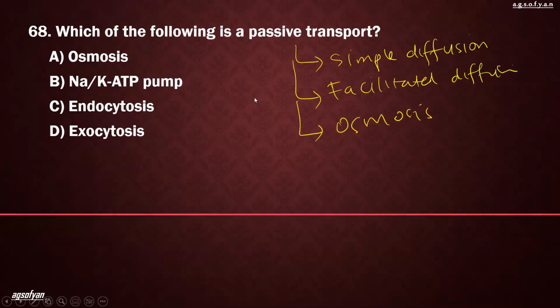So which one is a passive transport? That's going to be osmosis, A. Osmosis, because the others are going to be active transport.